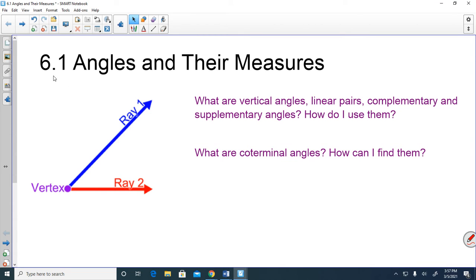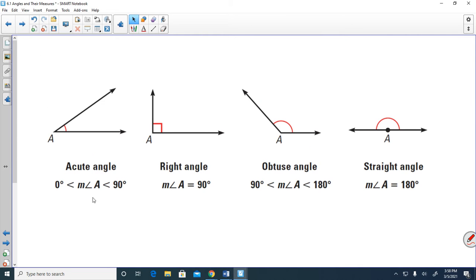Today we are going to be starting a new chapter all about angles and their measures. So we're going to review vertical angles, linear pairs, complementary and supplementary angles, and then I'll also show you some stuff about coterminal angles and how you can use them.